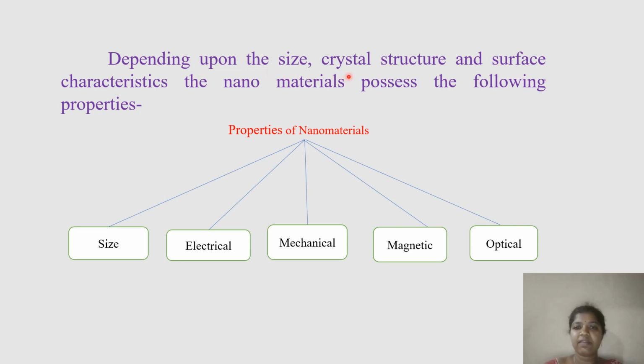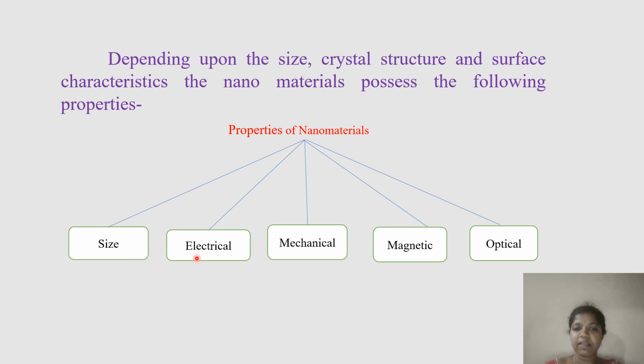Depending upon the size, crystal structure, and surface characteristics, the nanomaterials possess the following properties. The first one is size. Nanomaterial crystals have a large surface area. For example, a nanocrystal of size around 10 nanometers can approximately have 15% of its atoms on the crystal surface, whereas a nanocrystal of 1 nanometer size can approximately have 30% of its atoms on the crystal surface. So, size plays a major role in the properties of nanomaterials.